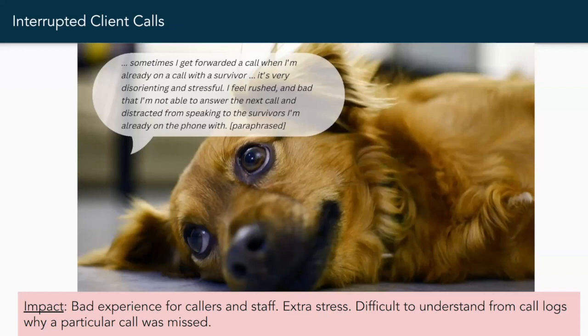And this also gets into hold times. If you have to wait for a call to route to the backup, that might be more time that the survivor is on the phone or on hold, while waiting to get connected with someone, depending on what the agency chooses to do around their policies around that.